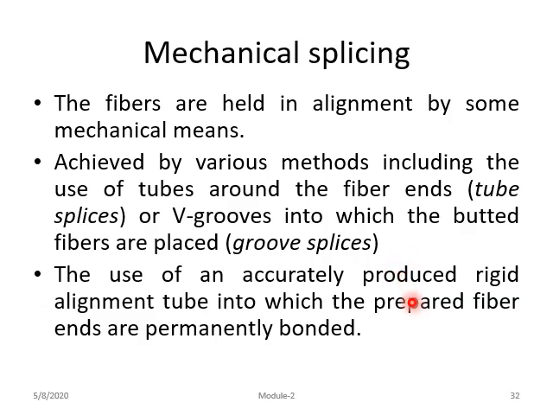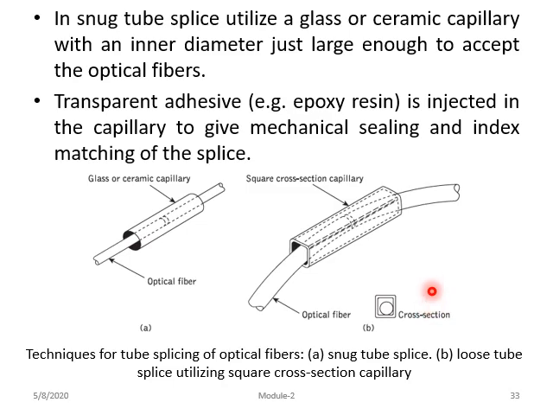We'll see that in terms of a diagram: the use of an accurately produced rigid alignment tube into which the prepared fiber ends are permanently bonded. So one fiber end and another fiber end have to be bonded together in a mechanical manner. Whether the tube splice or the V-groove technique is used, we can see that over here. The first method is a snug tube splice, as in diagram A. The second method is a loose tube splice. This is one type of tube splicing method.